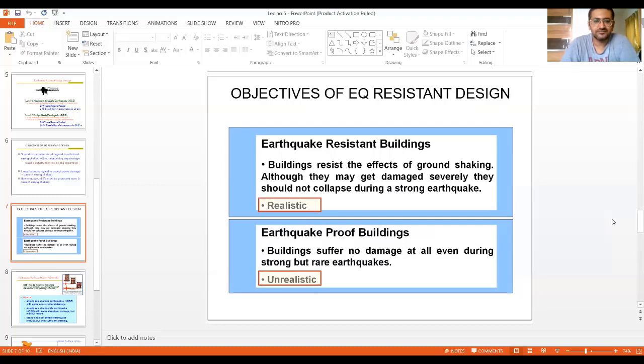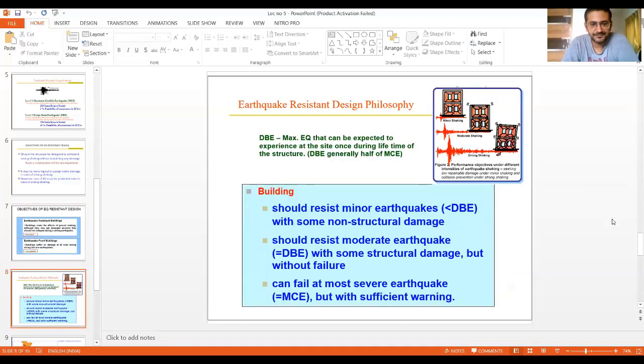And earthquake proof buildings suffer no damage at all even during strong but rare earthquakes, right? So the earthquake resistant building design is a realistic approach, and earthquake proof building is unrealistic. And the code has accepted the realistic approach, that is the earthquake resistant building. Right? The maximum earthquake that can be experienced at the site once during the lifetime of the structure is known as the design basis earthquake.